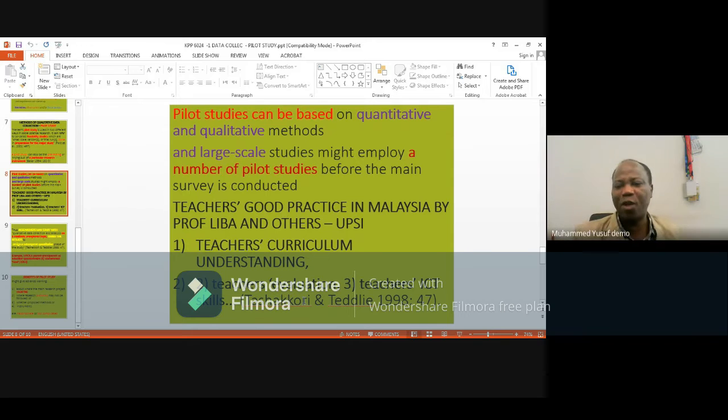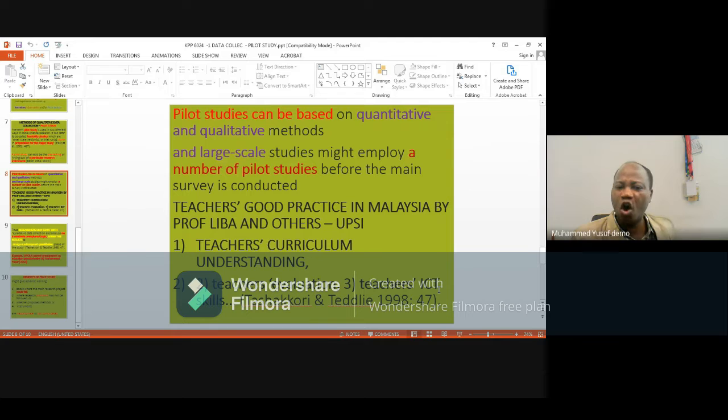We didn't know that we were going to have something called coronavirus. The Ministry of Education approved this research for them. But my point here is that they have several pilot studies. One pilot study is on teacher curriculum. Another is on teacher understanding. Another is on teacher evaluation. Another is on teacher skills. You get the point?